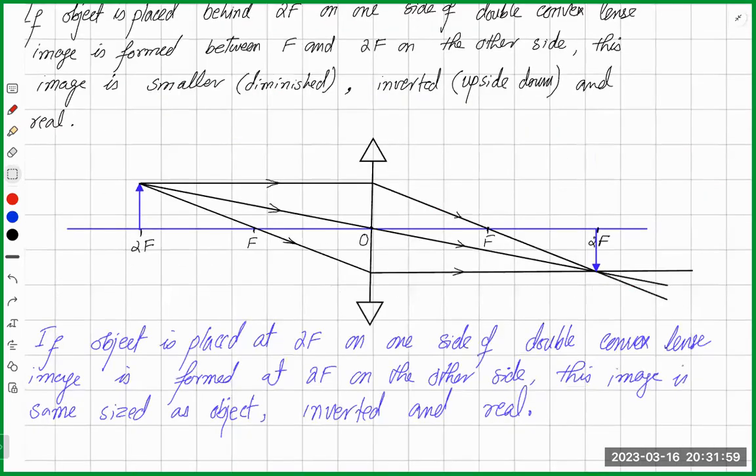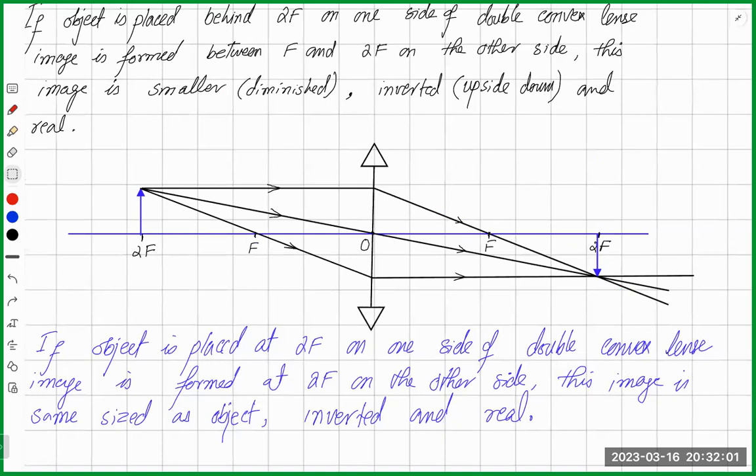What if the object is placed at 2F? The light ray that goes parallel to the principal axis bends and passes through F on the other side. The light ray that goes through the optical center passes straight through. And when we put an object exactly at 2F, we get an image exactly at 2F. This image is the same size as the object. It is inverted, it is real. You can check that by performing this yourself. You can make a lens, make these lines as they're supposed to be, and see if you get that right.